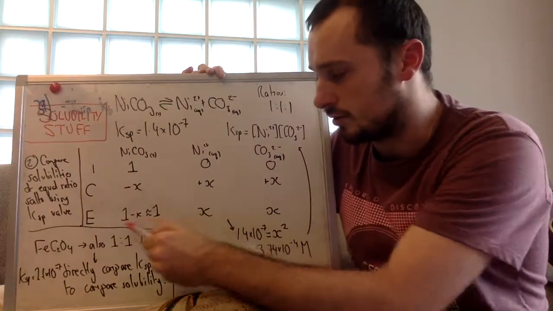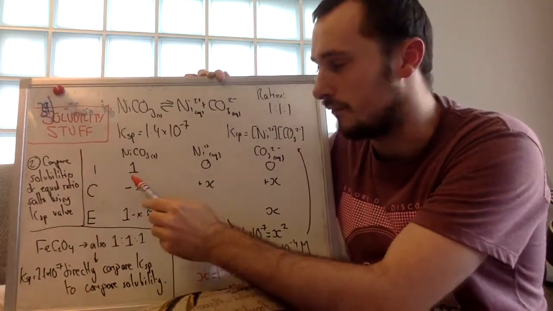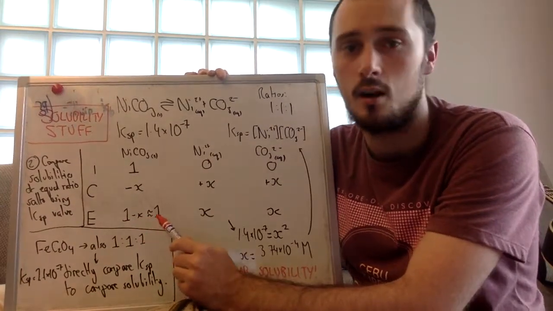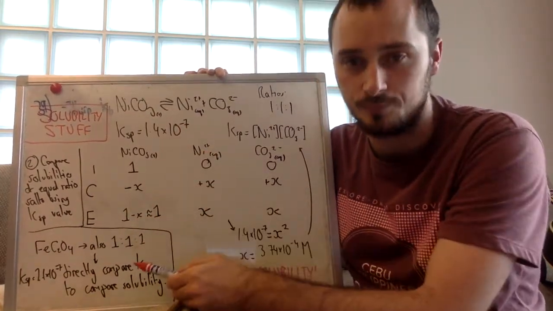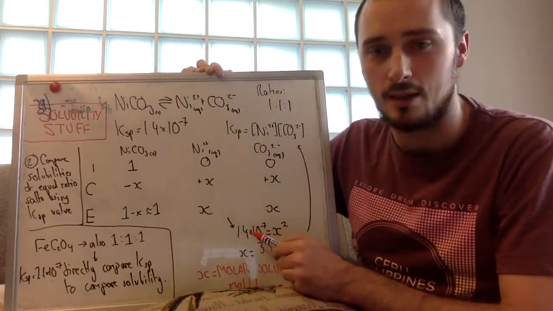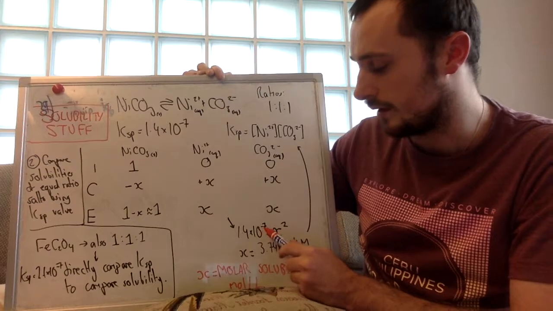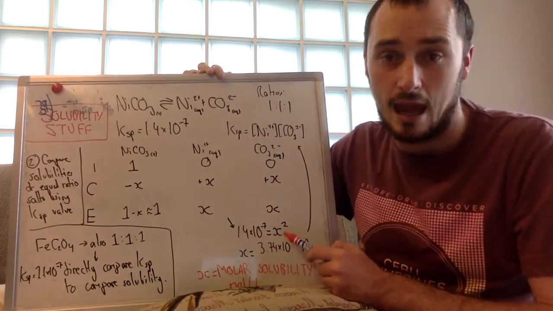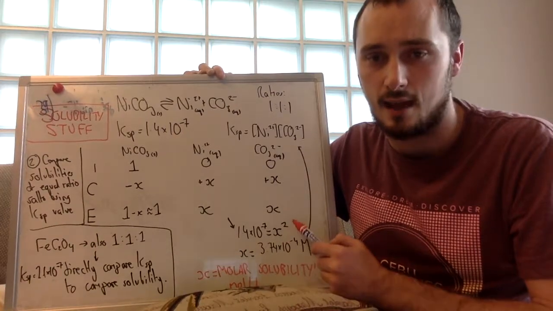I included this just to show you my thinking. So you have minus X here, you'd have 1 minus X, which is approximately 1, because this number is so small. So that being done, you can then use your KSP value, 1.4 times 10 to the minus 7, and put it into your equilibrium expression. And as you can see, it's just X squared. X times X, X squared.